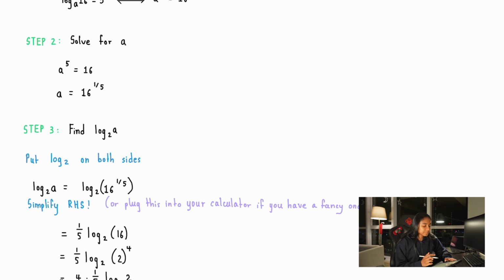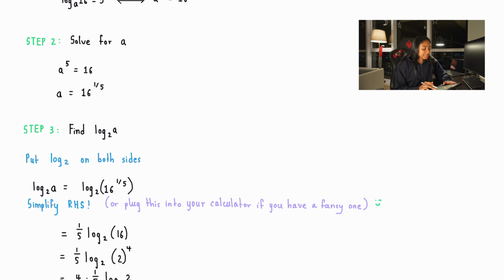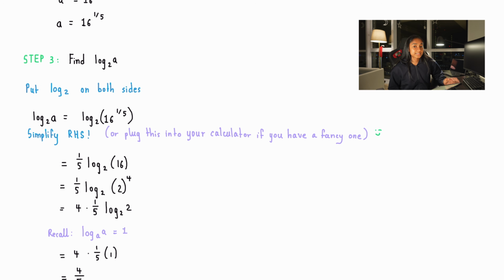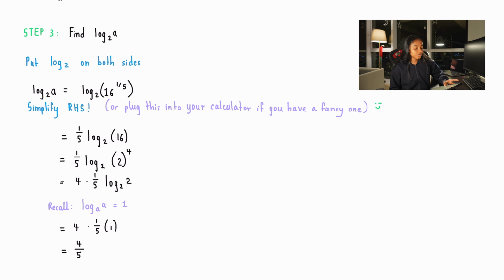So when we solve for A, moving this across, we get 16 to the power of 1 over 5. And when we find A, we are able to now put log base 2 on both sides. Since we have what we want on the left-hand side, all left to do is simplify the right-hand side. So if you have a fancy calculator, this could be the end here. But for all of us normal folk, we have to simplify more.